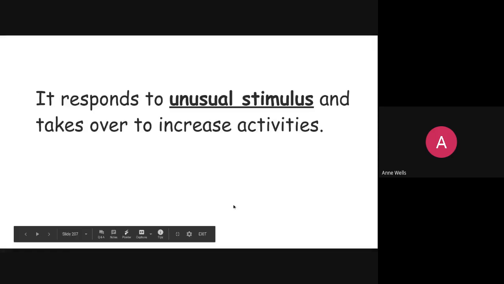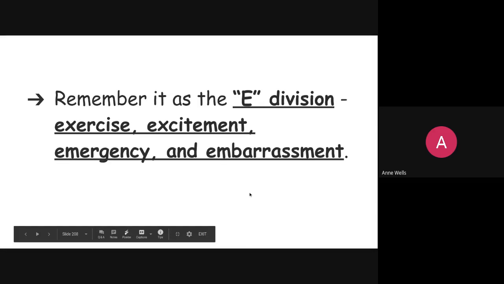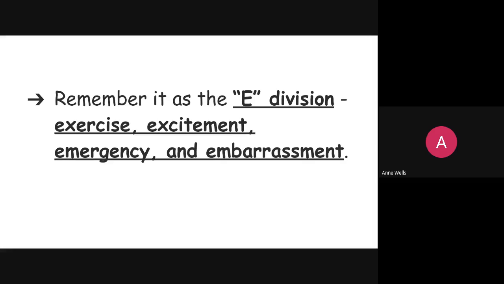It responds to unusual stimulus and takes over to increase activities. You can remember it as the E division. Not all the words start with E, but a lot of them do. So exercise, excitement, emergency, embarrassment, these would all be things that went with this system.